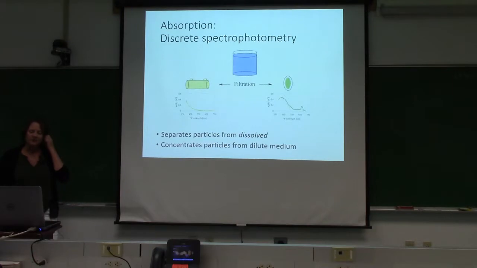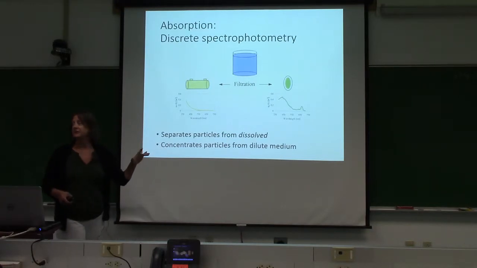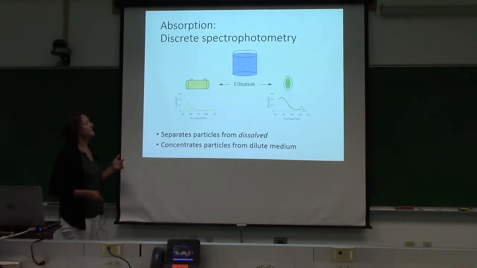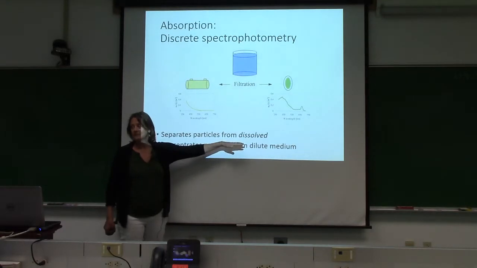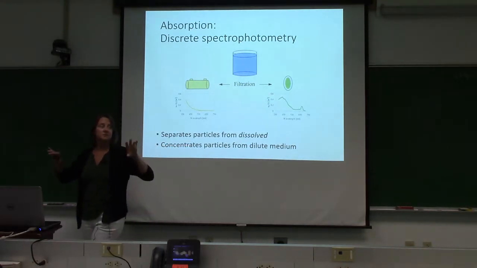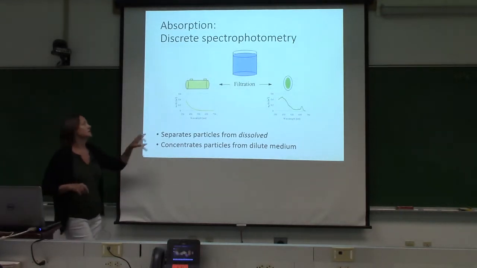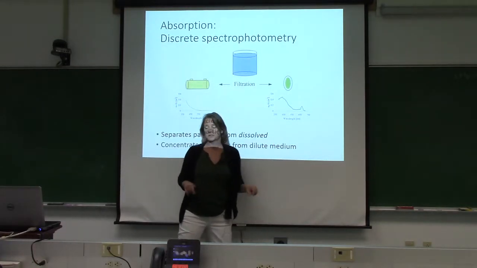Okay, so let's talk about the discrete spectrophotometry first. So this is what happens when you go out and you collect a water sample from your river or your coastal waters or your lake. And often what we do is we filter it. And filtering has two important characteristics about it. One, it separates your particles from your dissolved. So now you can actually begin to parse out absorption into different components. And so here is the dissolved, and here's the particulate that's suspended on the filter.